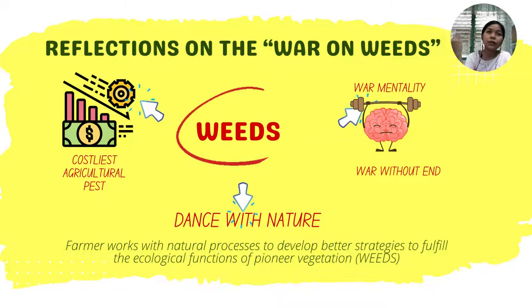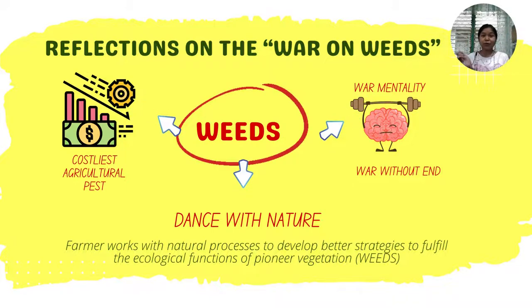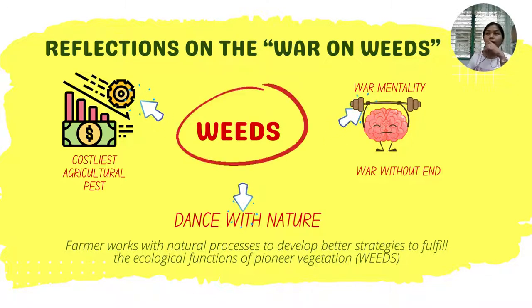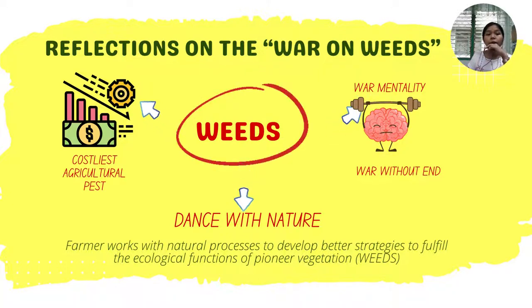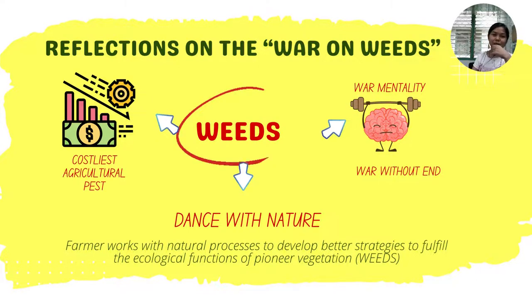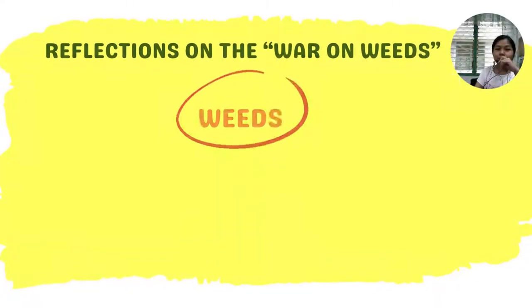Our farmers, our growers need to dance with nature. So how do we do this? The farmer dances with nature and the weeds, in which the farmer works with natural processes. So this is where IPM or integrated weed management comes in, to develop better strategies to fulfill the ecological functions of this pioneer vegetation. The weeds are the pioneers. They came first. So our farmer needs to dance with nature by developing better strategies that would actually help in controlling the weed population.